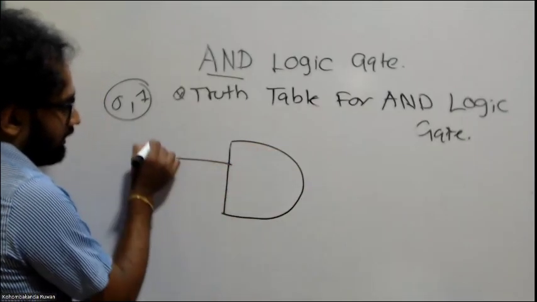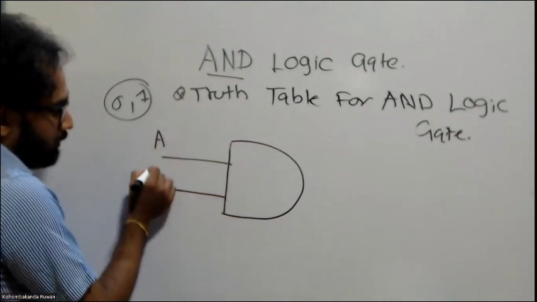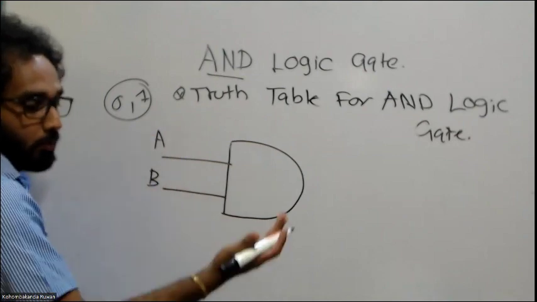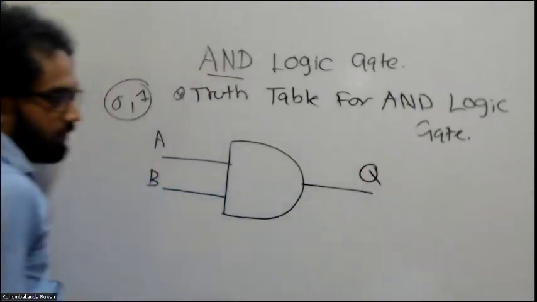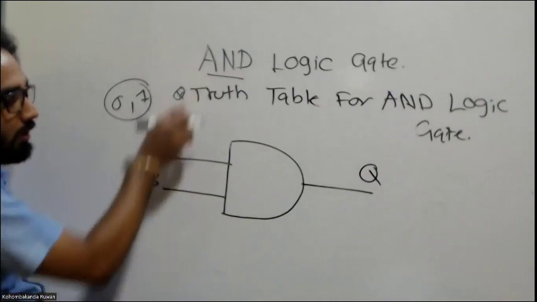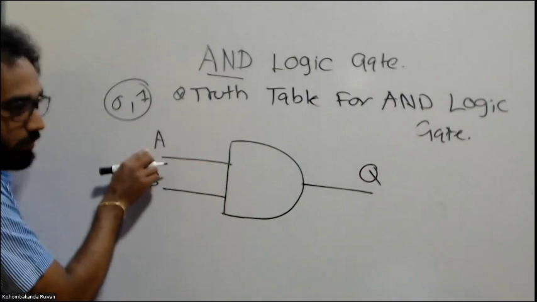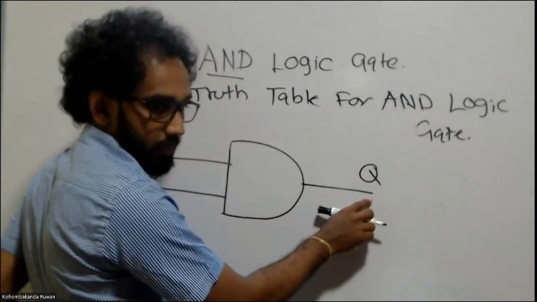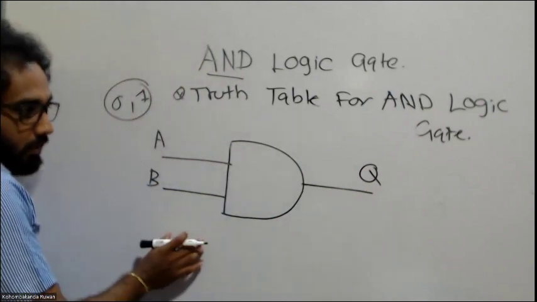And this is one input, that is A, right? This is a second input, that is B, right? There should be output now. This is the output. Output is Q. This is the symbol to denote the AND logic gate, right? There are two inputs, input A and input B. There's one output here, that is Q. Now, this is the symbol, right?